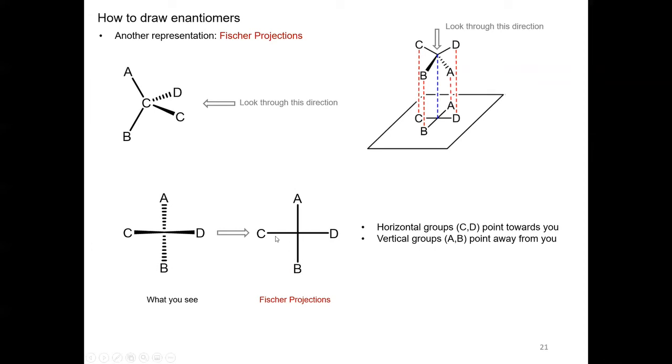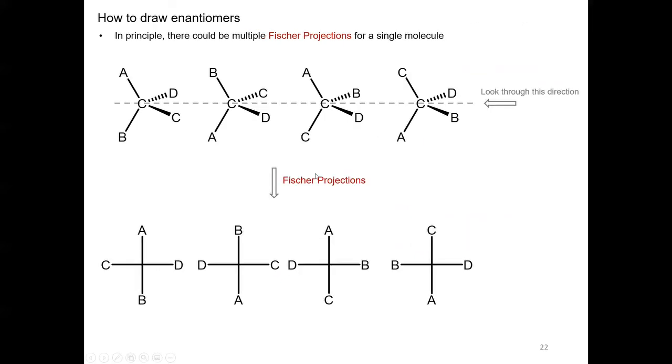So if you see a Fischer projection like this, you know that C and D, which are horizontal groups, are pointing towards you, and A and B are pointing away from you. Actually, there could be multiple Fischer projections for a single molecule. For example, these 4 molecules are the same. I just present them in a different way.